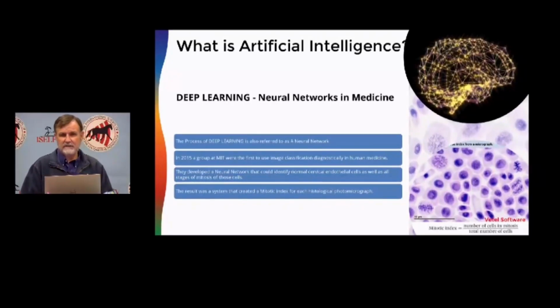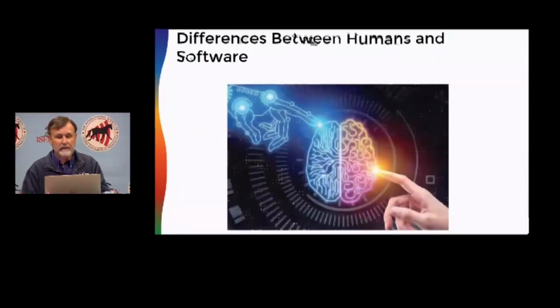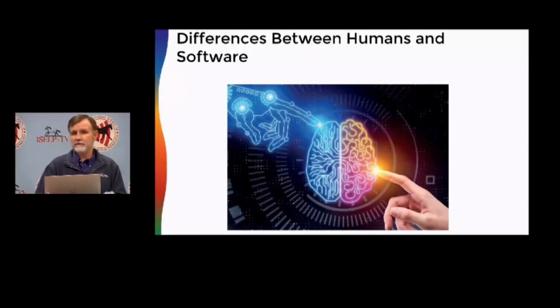Artificial intelligence in medicine hasn't been around that long. Actually, in 2015, MIT was the first group to bring out a system where they'd classified all the different forms of mitotic cells on endothelial cells or cervical cells in humans, and developed a mitotic index where they could look at a photomicrograph and determine how many cells were dividing and get some indication of whether or not there was a risk for neoplasia in that patient. So that was 2015, so not really quite 10 years ago. In 2016, we brought out our first system.